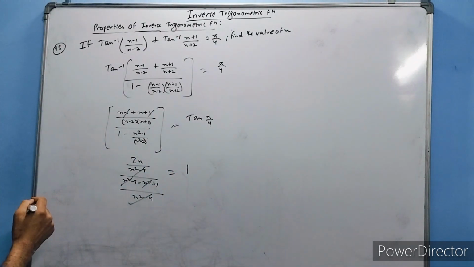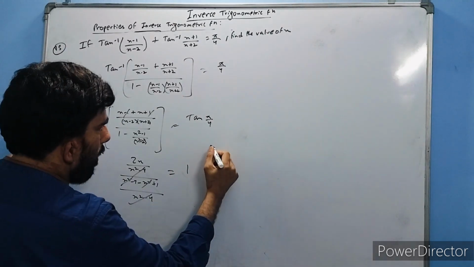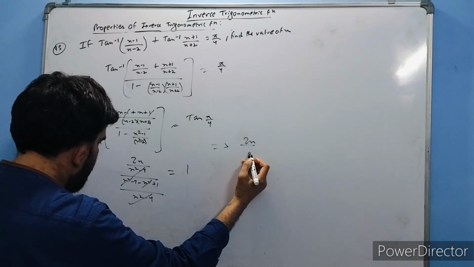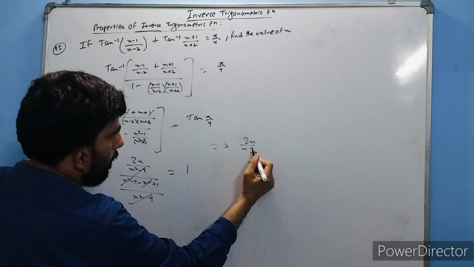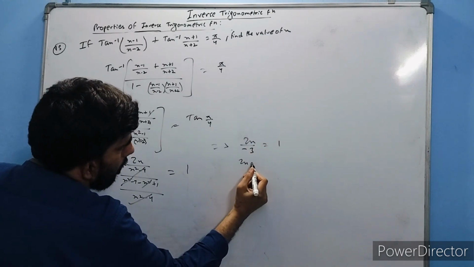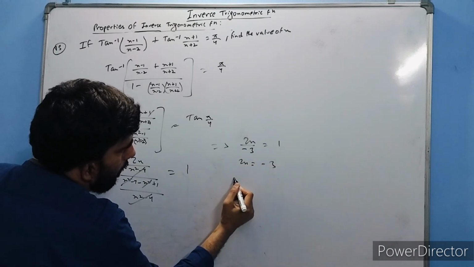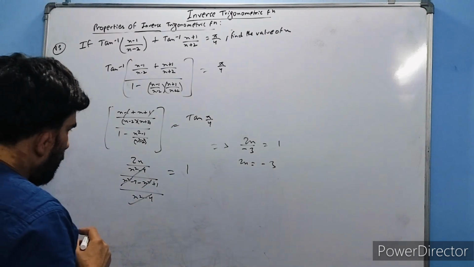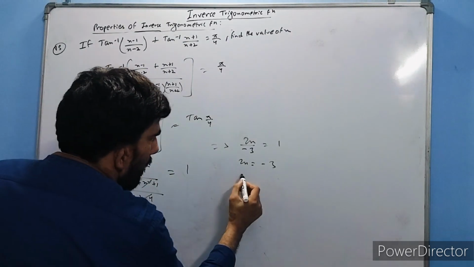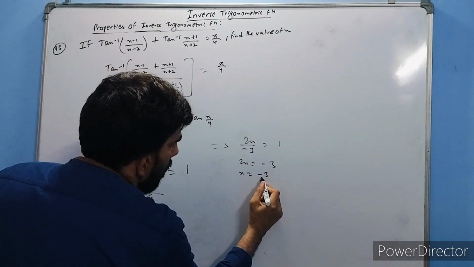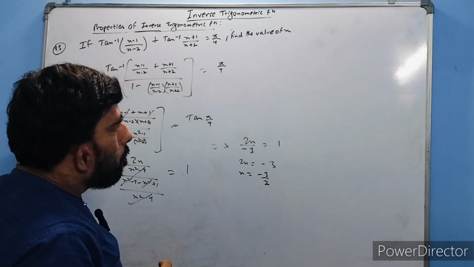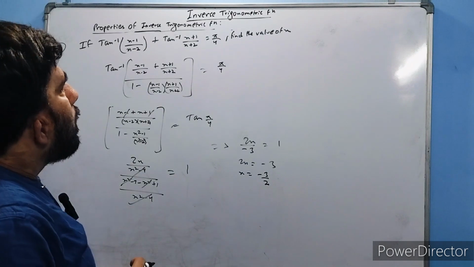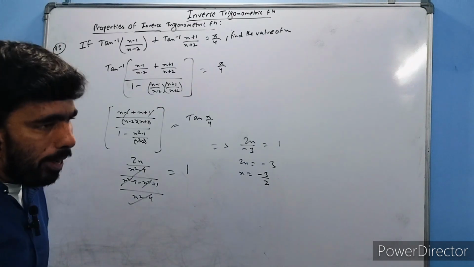Now what we can do here, we have 2x upon minus 3 is equal to 1. So you can take 2x is equal to minus 3, or we can say x is equal to minus 3 upon 2. So that is how we find the value of x.